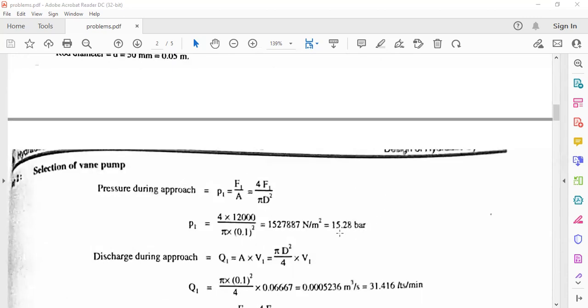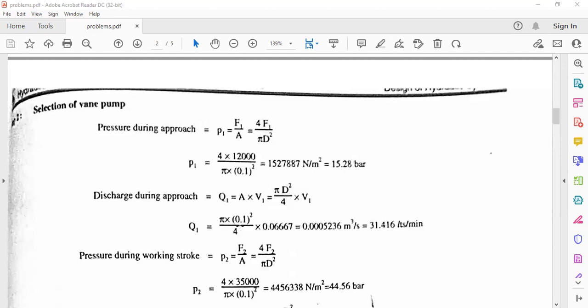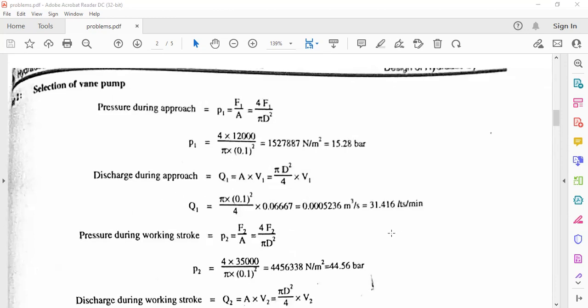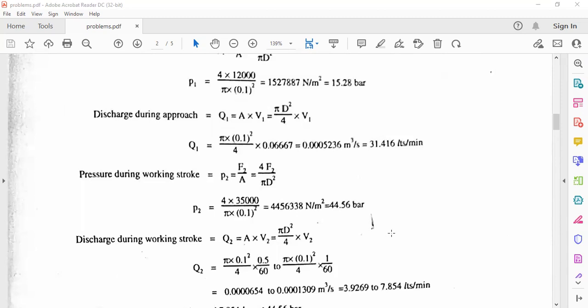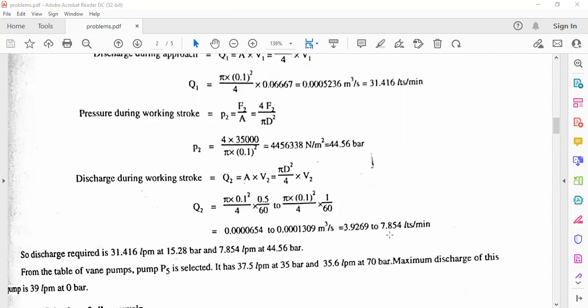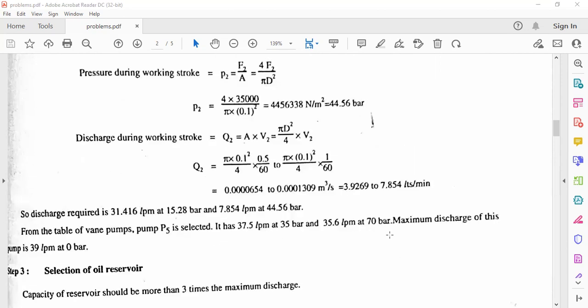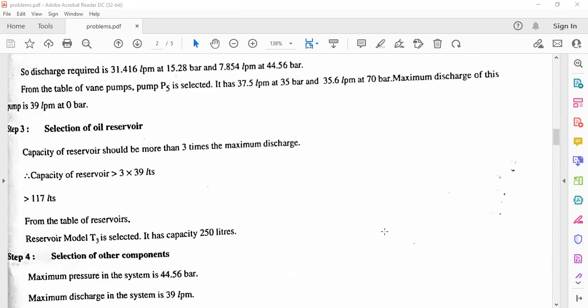Pressure during approach equal to 15.28 bar. Discharge during approach equal to 31.416 liter per minute. Pressure during working stroke 44.56 bar. Discharge during working stroke equal to 3.92 to 7.85 liter per minute.